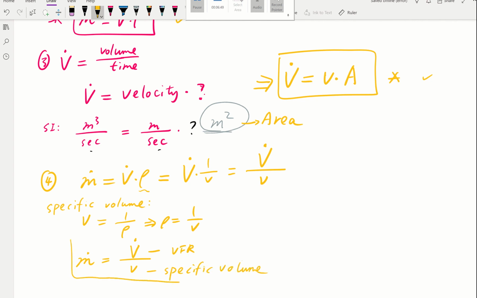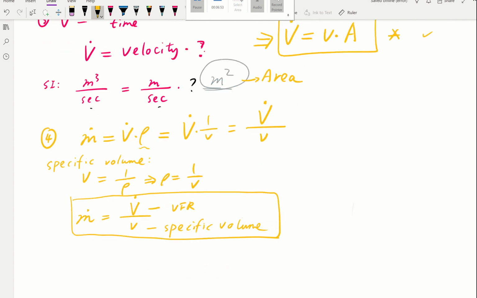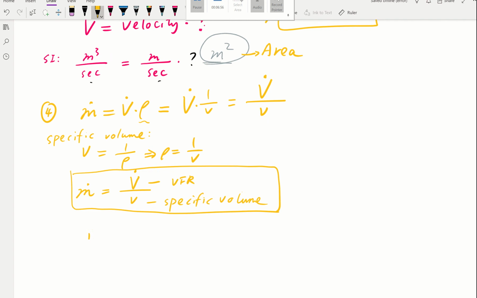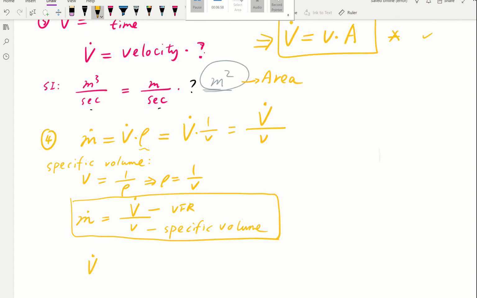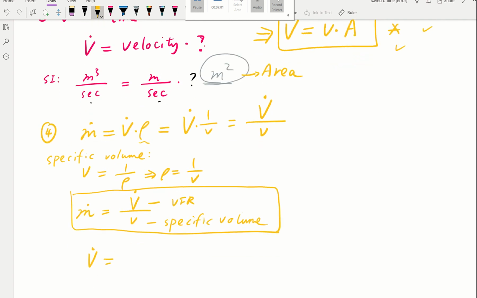This equation is quite often used in thermodynamics. And we also discussed that volume flow rate is equal to velocity times cross-section area. Here, be aware this small v is velocity, not the specific volume, so I spell it out. Those are the two important equations to be used for mass flow rate and volume flow rate.